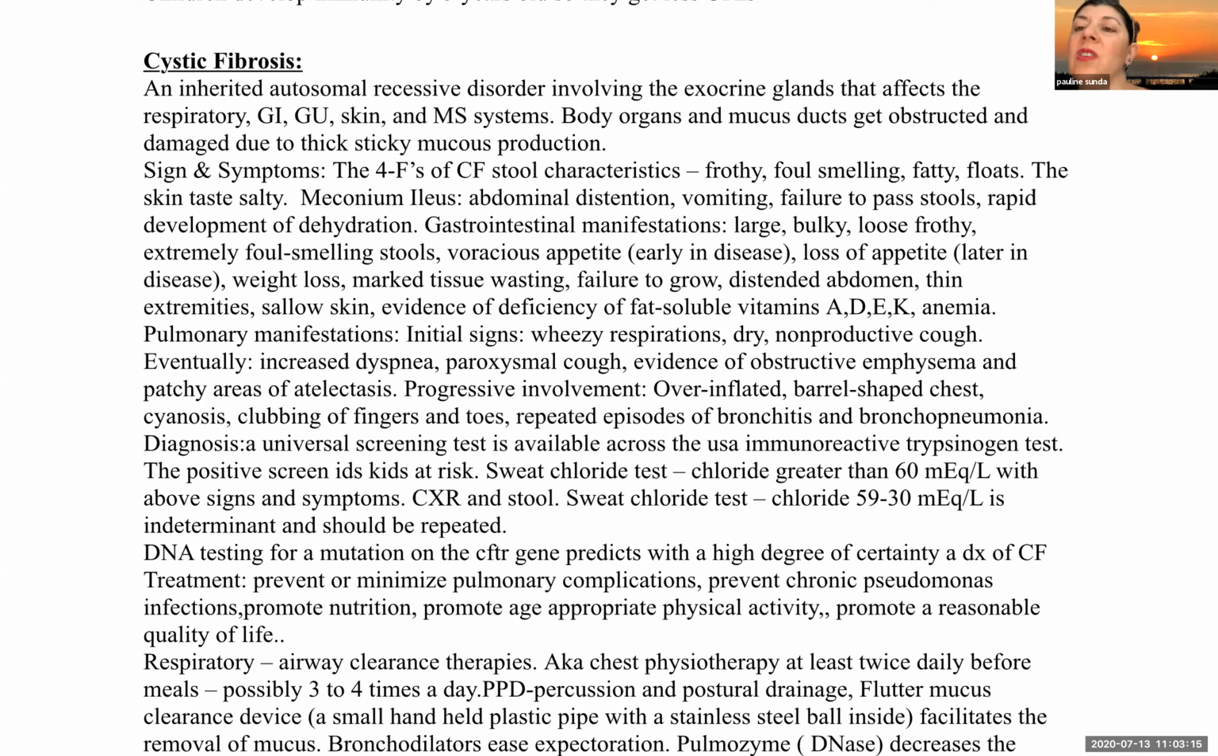Pulmonary manifestations include wheezy respirations initially and a dry, non-productive cough. And then later, they can have an increase in dyspnea, paroxysmal coughs, evidence of obstructive emphysema. They may even develop areas of patchy atelectasis, and then they can further progress into having a barrel-shaped chest, which is overinflated, cyanosis, clubbing of the fingernails and the toenails, and they often have repeated episodes of bronchitis and bronchial pneumonia.